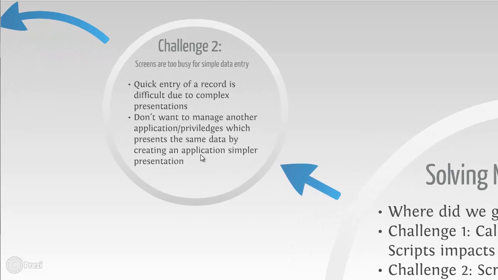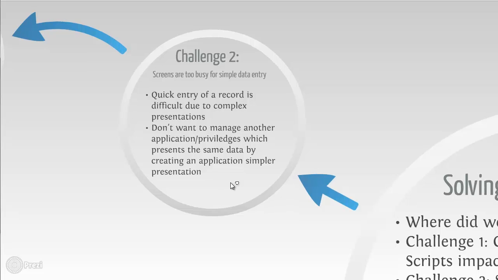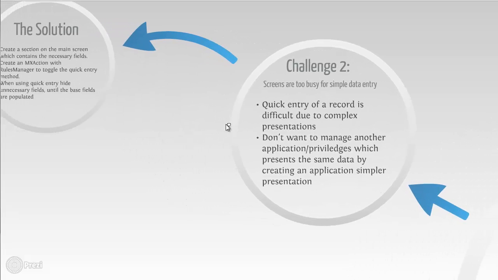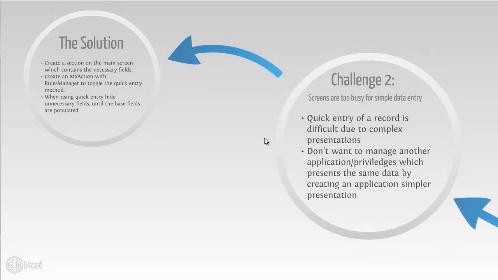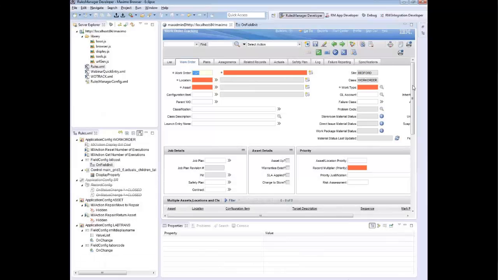specifically, they don't want to manage another application and privileges for that application inside of Maximo, because it is an application that simply presents the exact same data as you're looking at. And again, the work order presentation is a perfect example of this, because the work order screen is very complex. So as a user, let me go to the Start Center here, go to Work Order Tracking. When I create a record, I'm presented with all of these fields. And that can be quite overwhelming, especially if you just want to get your data in quickly.